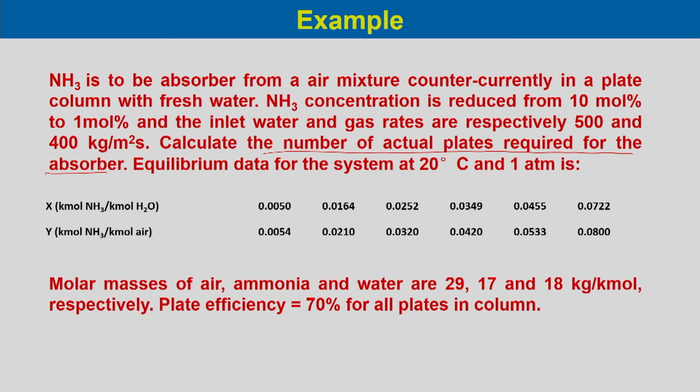Now, equilibrium data for the system is given at 20 degree centigrade and 1 atmosphere pressure. Capital X and capital Y are given, and the molar masses of air, ammonia and water are given as 29, 17 and 18 kg per k mole. Now, plate efficiency is given as 70% for all plates in the column. So, we need to calculate the actual number of plates required for this separation.